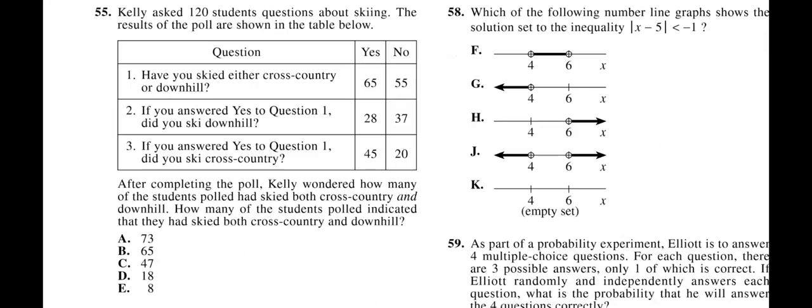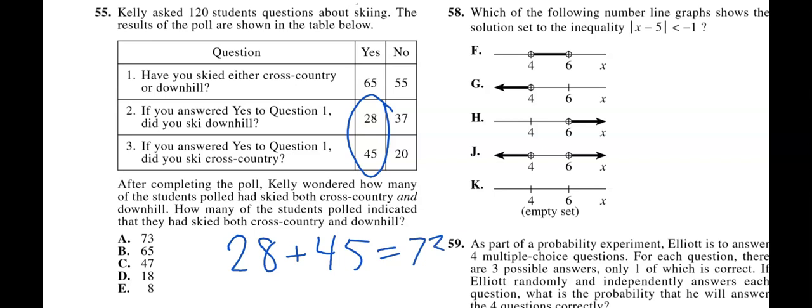Okay, Kelly asked 120 students about skiing. The results of the poll are shown in the table below. Have you skied either cross country or downhill? Yes, no. If you answered yes to question 1, did you ski downhill? Yes, no. If you answered yes to question 1, did you ski cross country? Okay. After completing the poll, Kelly wondered how many of the students polled had skied both cross country and downhill.